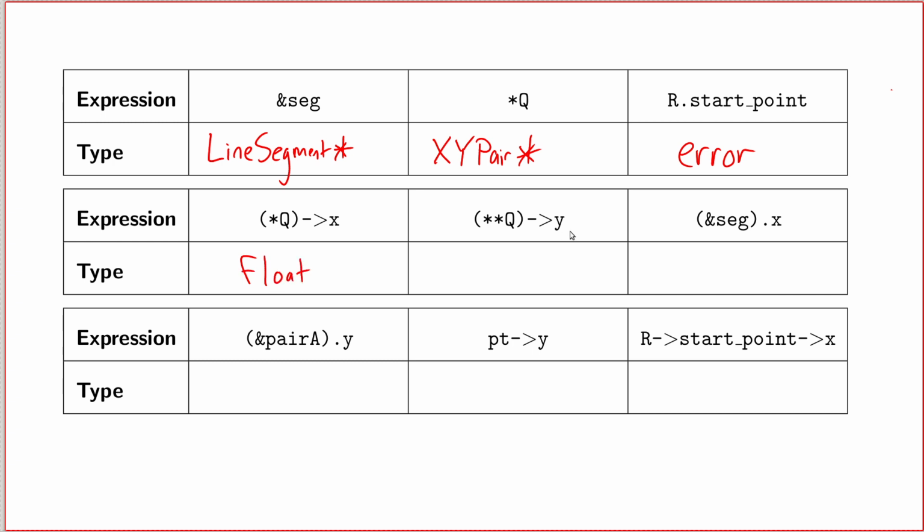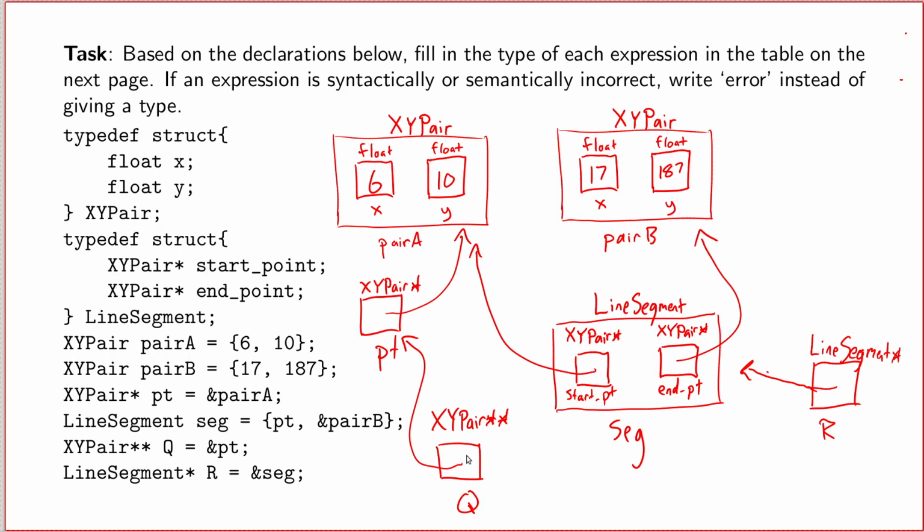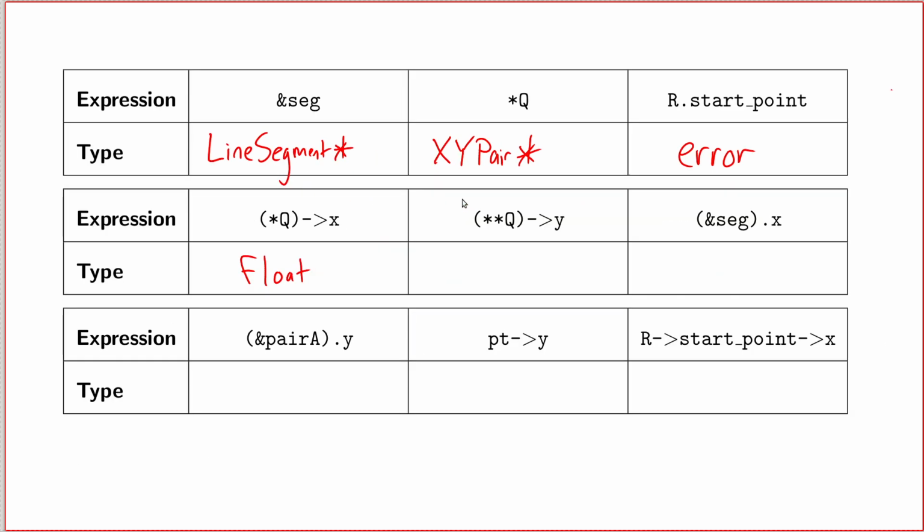Star Q, arrow Y. Okay, so if I start at Q and I follow two arrows, where do I end up? Start at Q, follow an arrow, I end up at my variable pair A. So I could actually write that in. And the problem here is that if I look at what's to the left of the arrow, I'm writing actually pair A, arrow Y. Well, pair A is a structure. It's not a pointer. I can't use the arrow operator unless the thing on the left of the arrow is a pointer of some kind, and so this is an error.